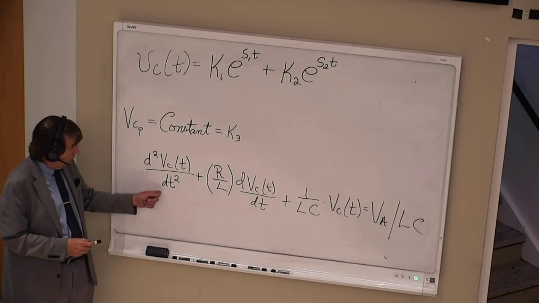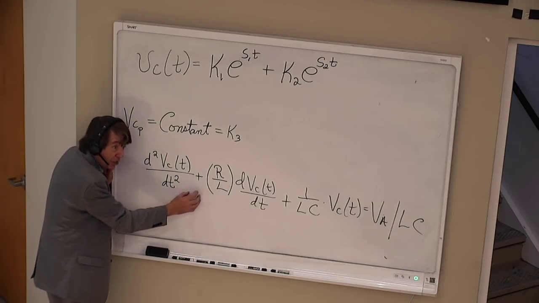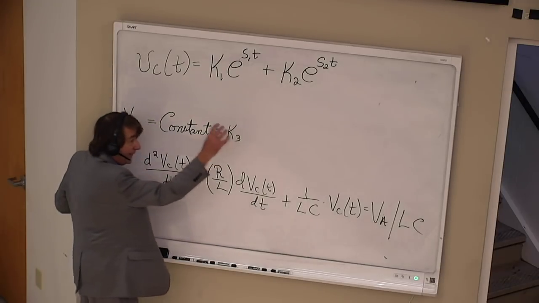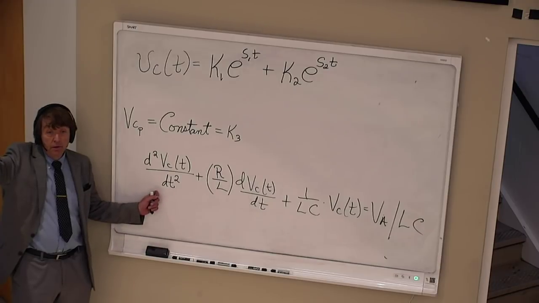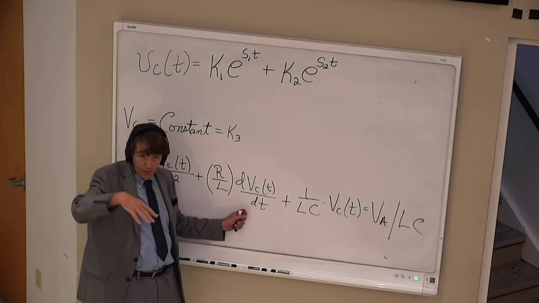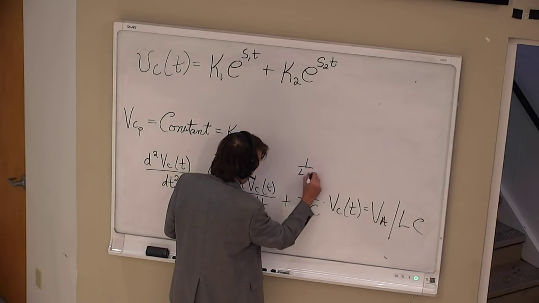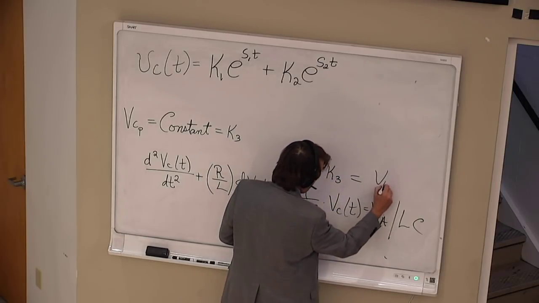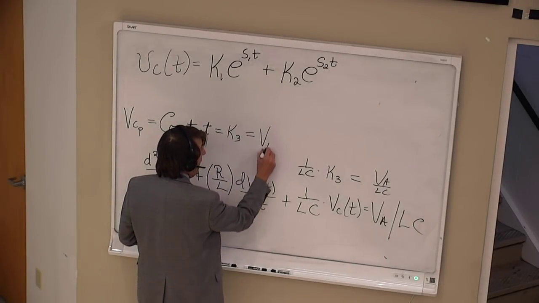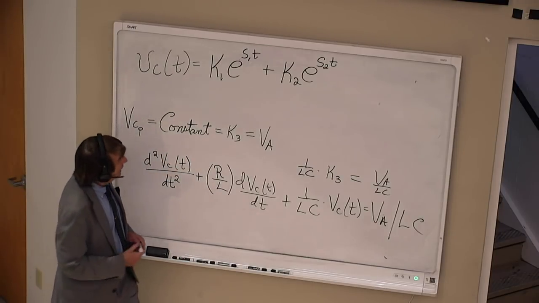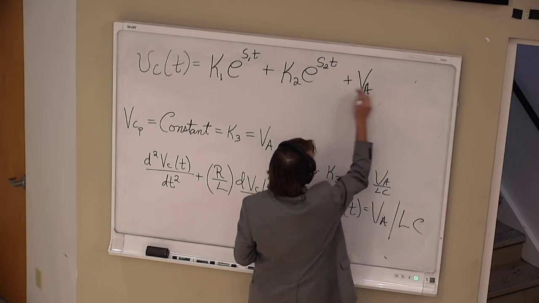Now, I'm glad I kept this equation up here. This is a solution to this second order differential equation. So I can take K and I can put it in wherever I see V sub C of t. Second derivative of a constant. First derivative of a constant. What do I have? 1 over LC times K3 equals VA over LC. What's the particular solution? VA. It's a solution to the equation because there's a particular solution. Okay? So what we get is the V sub C particular is VA.